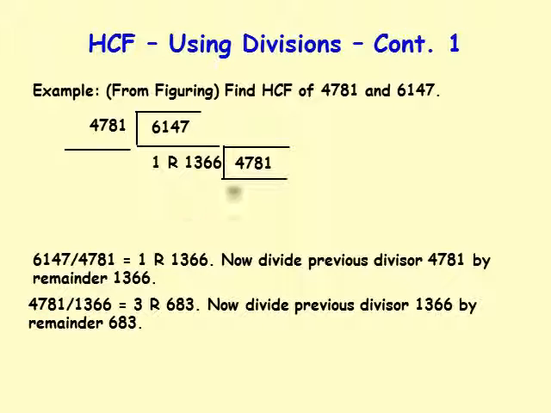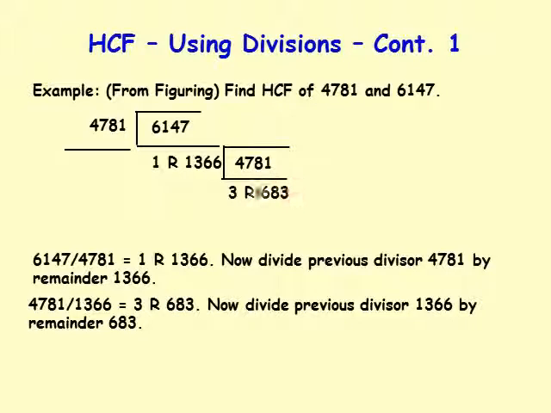So now we're going to divide 4781 by 1366. I got 3, remainder 683. If you need time to think about it and work it out, please do. Okay, let's continue from here. Now divide the previous divisor, which is 1366, by this new remainder, which is 683. So let's look at the setup for the next step. We have 3, remainder 683.